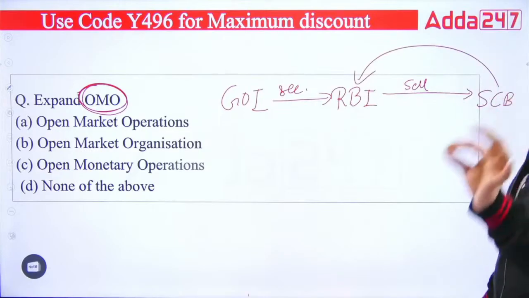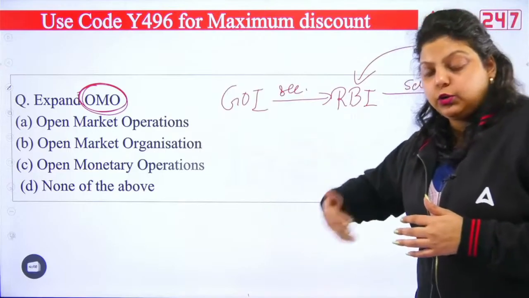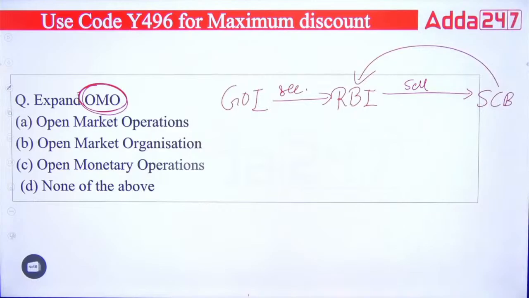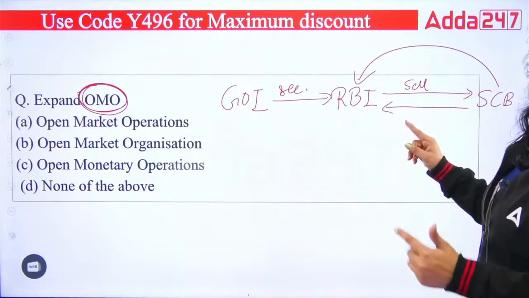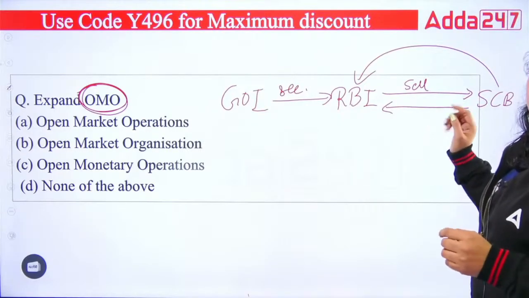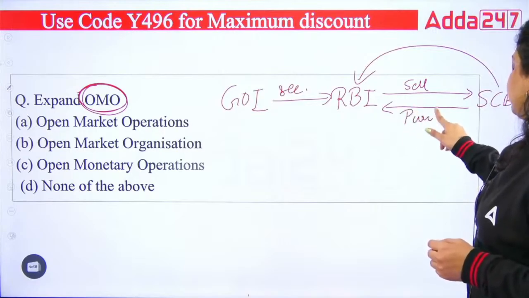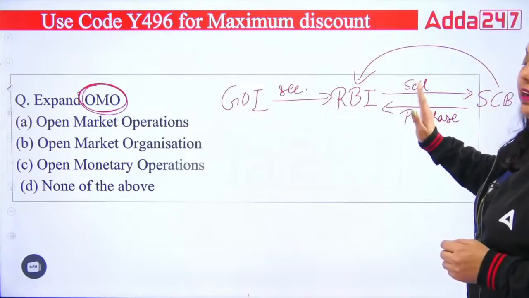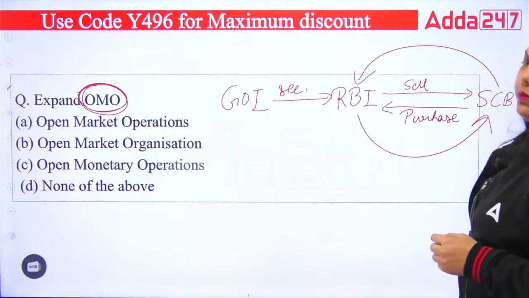Okay, but these securities will always have a maturity period. Like treasury bills have 91 days, 182 days, 364 days. If we talk about dated government securities, they have a maturity period of 1 year to 40 years. In case of, let's say, cash management bills, up to 90 days. So every particular security has a maturity period. So as and when the security's maturity ends, RBI will purchase back the security and will give liquidity to the scheduled commercial banks.